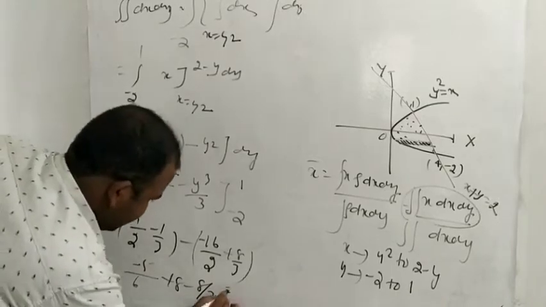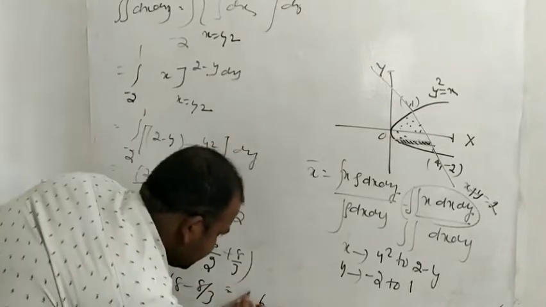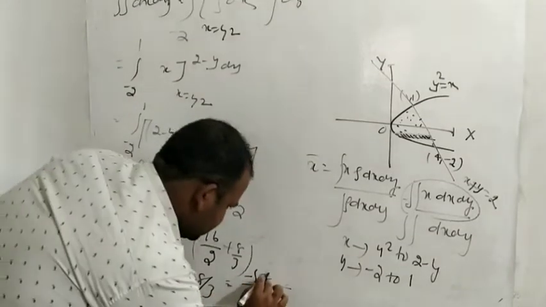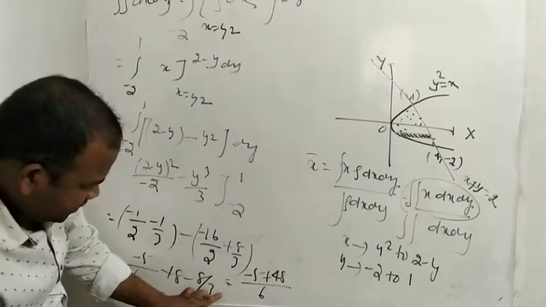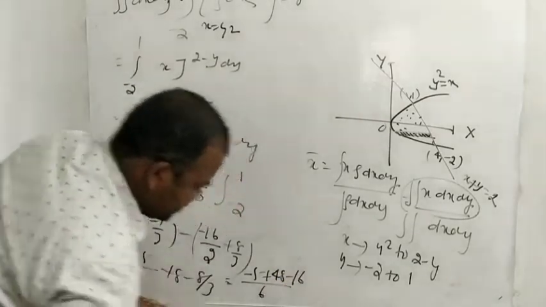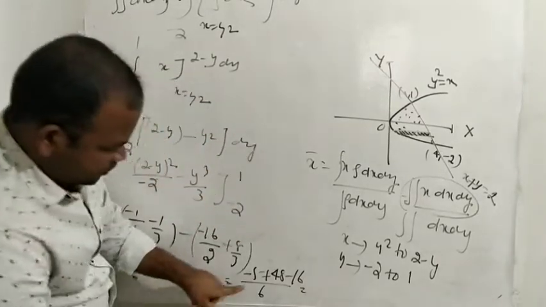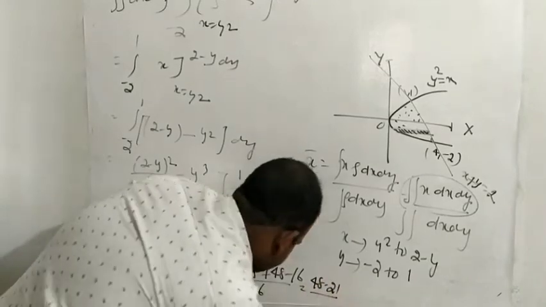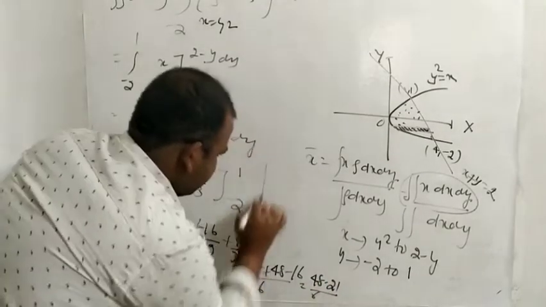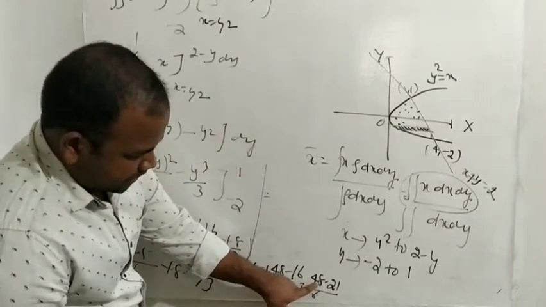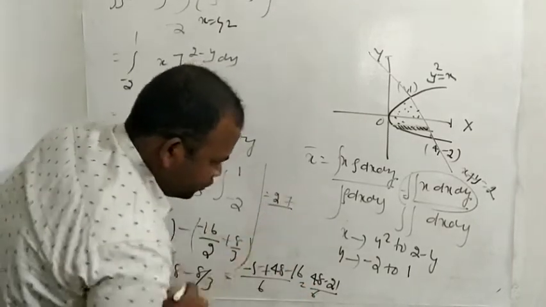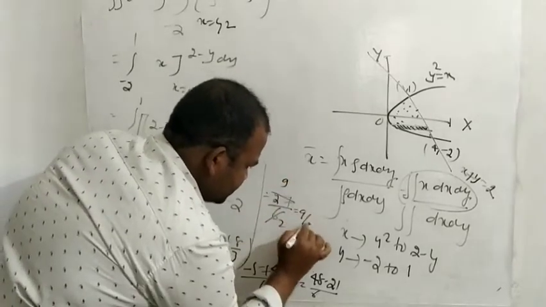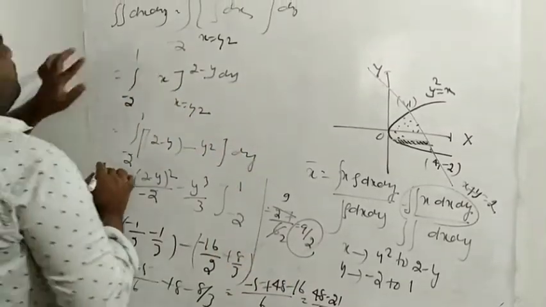So what is the LCM? LCM is 6, this is minus 5, and this is 48, and this is minus 16. So equal to, minus 16 minus 5 is minus 21. 48 minus 21 by 6. So equals 48 minus 21 is 27 by 6. 3 9s are 27, 3 2s are 6. So this is 9 by 2. So what is the value of dx dy?